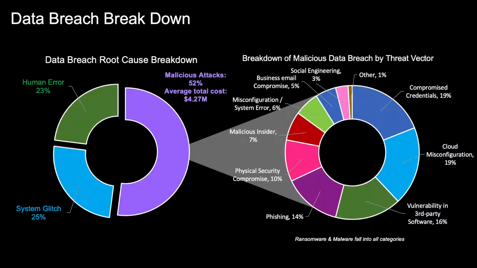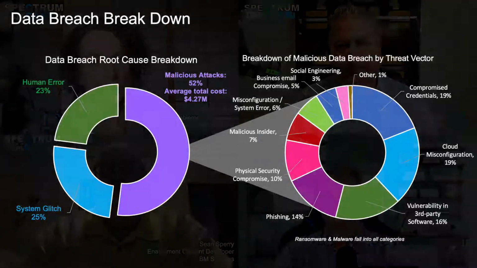Now, human error and system error make up about 50% of the issues. And quite frankly, we're all human. Humans build machines. There are going to be mistakes. It's just going to happen. It's the malicious threats that make up the other 50% that we really want to pay attention to.